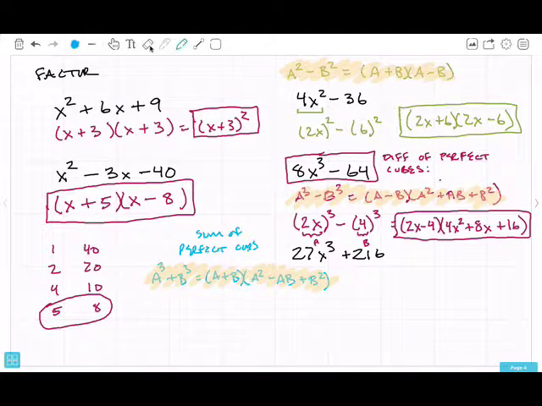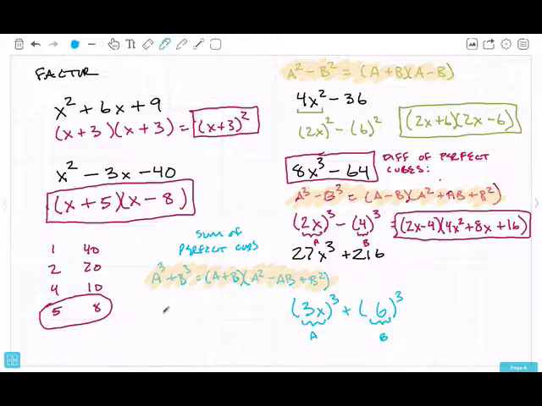So to finish this up, what is being cubed right here to create 27x to the third? 3x is being cubed. 3 times 3 times 3 is 27, and then x times x times x is x to the third. What's being cubed here to create 216? You can guess and check, but it's 6. 6 times 6 times 6 is 216. So now we know that the a value for our situation is 3x, and our b value is 6. We're going to have tons of practice of this. Hopefully you finally pick this up.